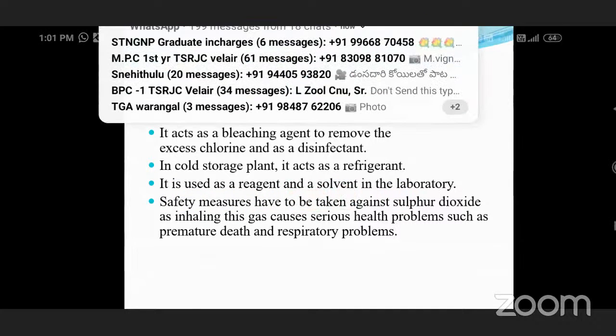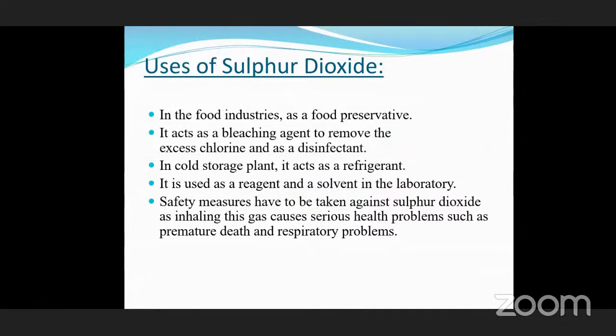What is the meaning of reagent here? A reagent is a substance or compound which is added to the reactant to run the reaction. That is the property of a reagent. That's why sulfur dioxide also acts as a good reagent for laboratory purposes. Okay, so we generally have to observe this in our laboratory work.